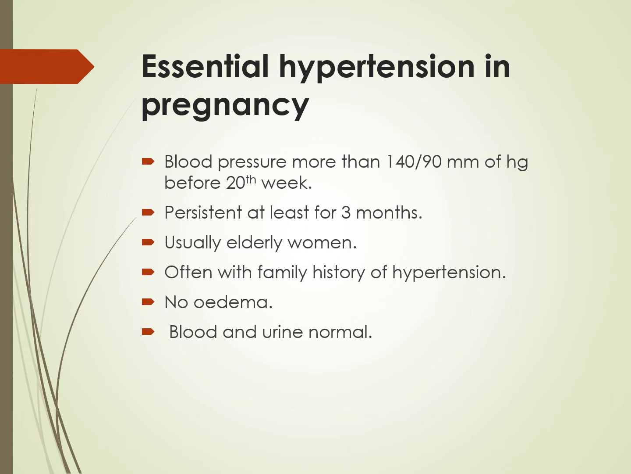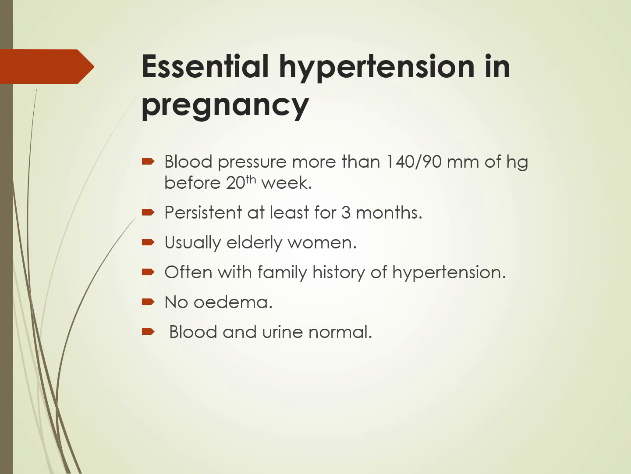The third type of PIH, pregnancy induced hypertension, is gestational hypertension, or the simple hypertension during pregnancy, high blood pressure during pregnancy. Now this high blood pressure is not complicated with swelling or edema, and there is no protein in the urine. So it is only hypertension, only high blood pressure without edema and without proteinuria.